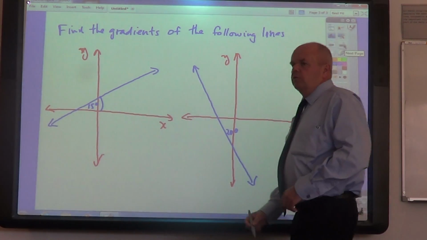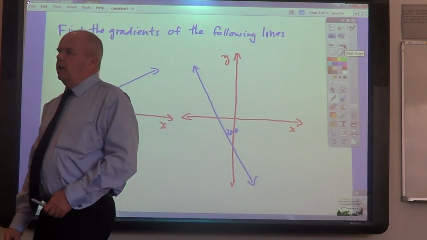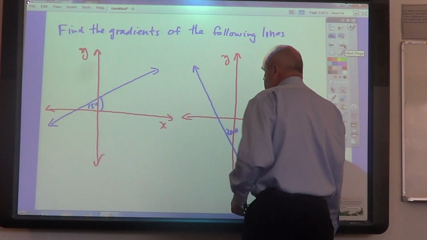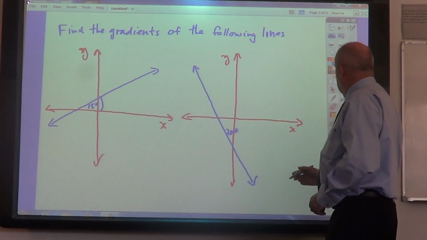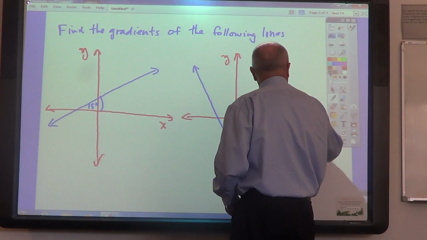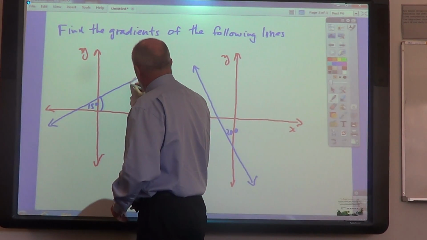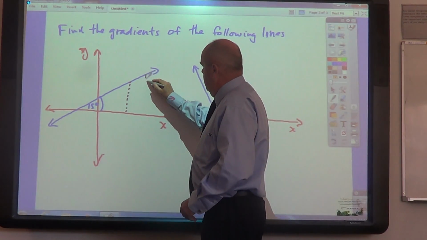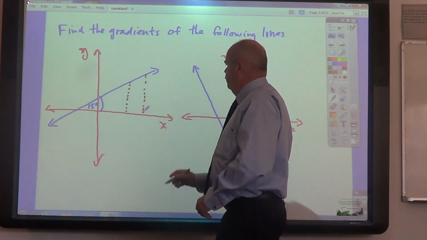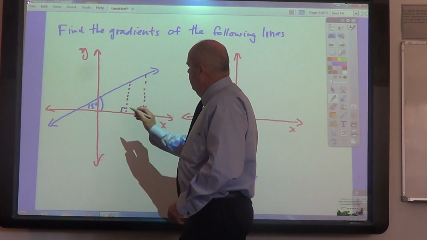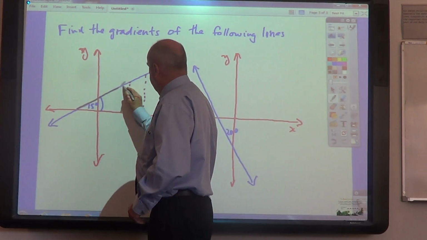Finally, we can use the tangent to work out the gradients of lines quite readily. And we can do that because we can form a right-angled triangle over any interval. And this is the interval I'm choosing. I could have chosen that one, doesn't matter. It's going to have the same effect. It really doesn't matter. And so what we're doing is we're concentrating now on this right-angled triangle here.